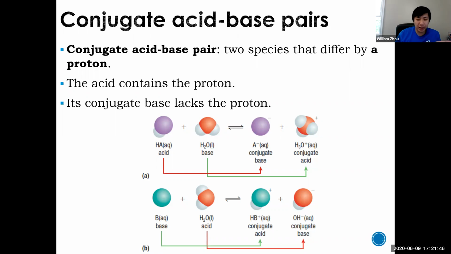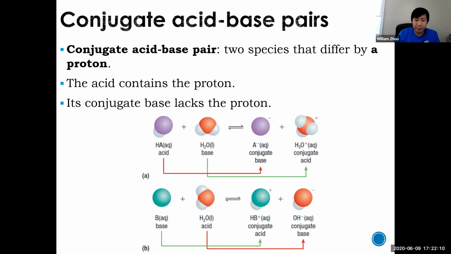The definition of that is two species that differ by just a proton. Somebody is missing a proton. That's it. That's the only difference. And the water and the H3O, again, they're the same thing, except the H3O has one additional proton. They differ by one proton. The acid will have the extra proton, and the conjugate base will lack that proton.